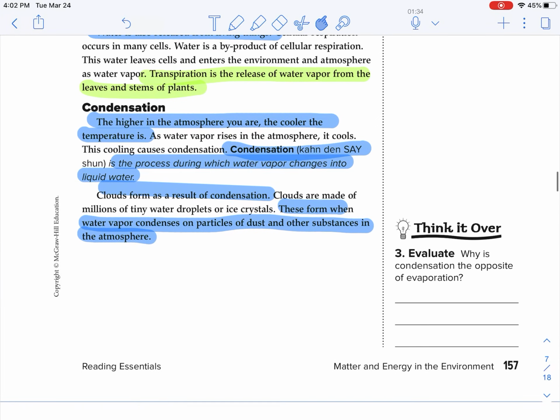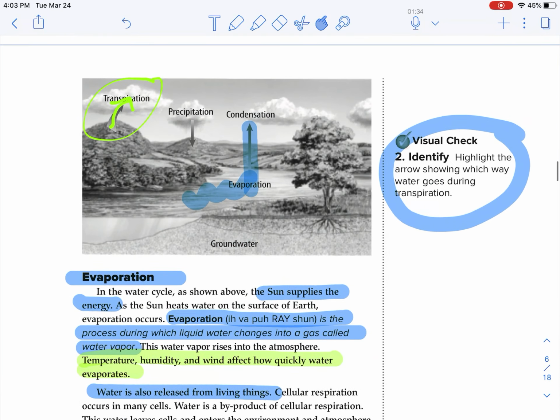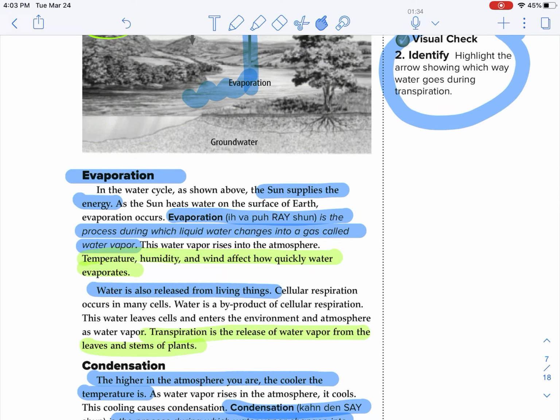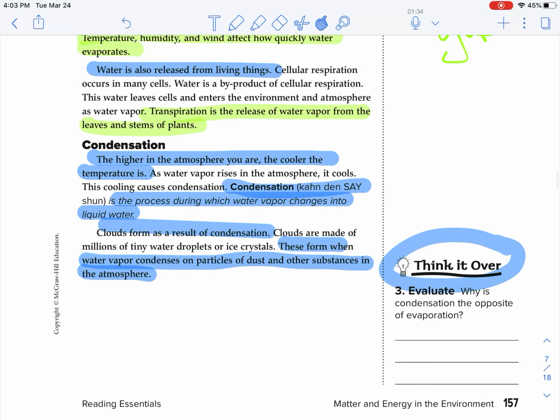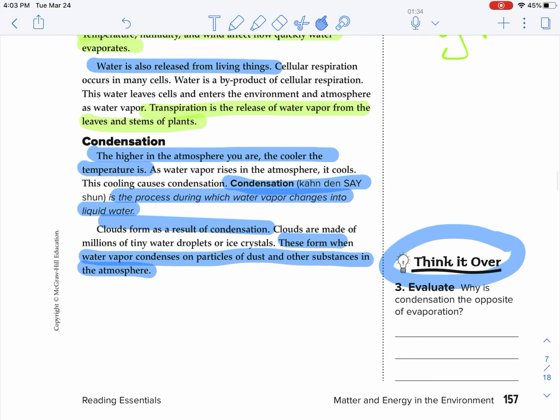All right. So let's stop and look at this, think it over. Evaluate, why is condensation the opposite of evaporation? Well, if we look at this, evaporation is liquid to gas. And condensation is gas back to liquid.